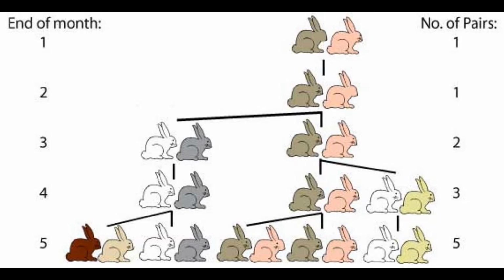So during the third month, you're going to have two pairs of rabbits. So 1 plus 1 is 2. On the fourth month, you're going to have 3 pairs of rabbits, so 1 plus 2 is 3, and you're going to continue that sequence. That's where you get the numbers 1, 1, 2, 3, 5, 8, etc.